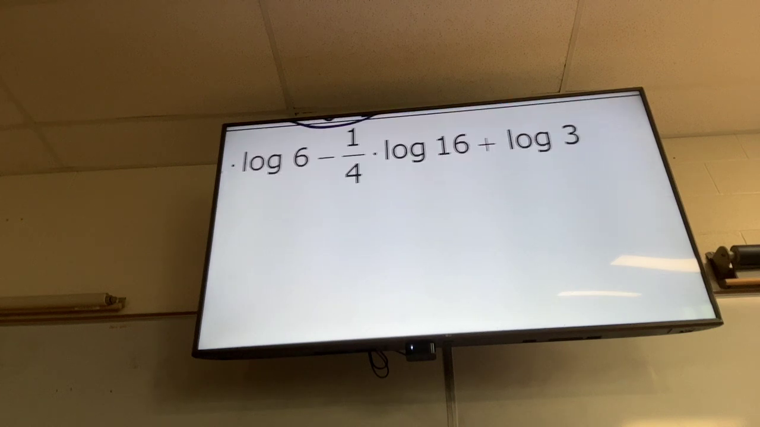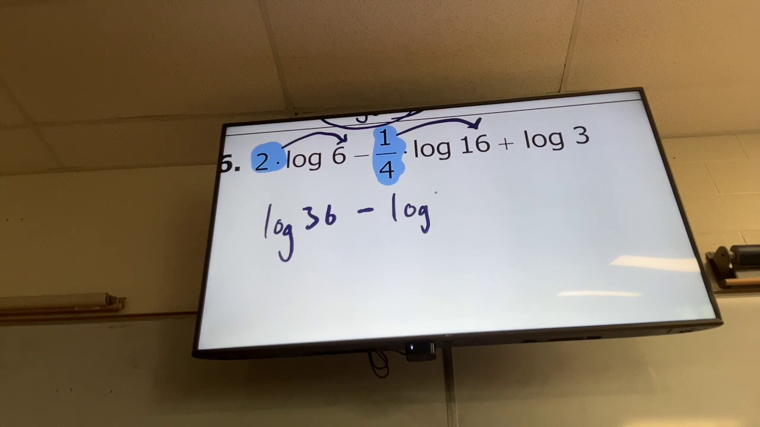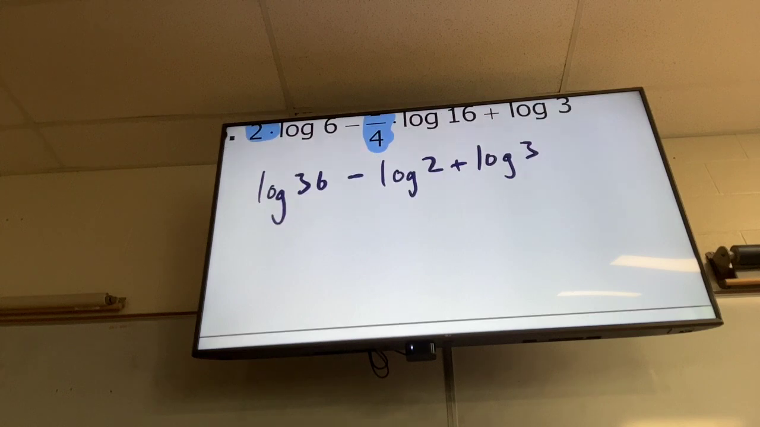This last one, what do I want to deal with first? Coefficients, right? So I'm going to take these coefficients and move them to exponents. Log 36. What's 16 to the 1/4? So let's combine these first two. What are these first two logs? 36 divided by 2. Try again.